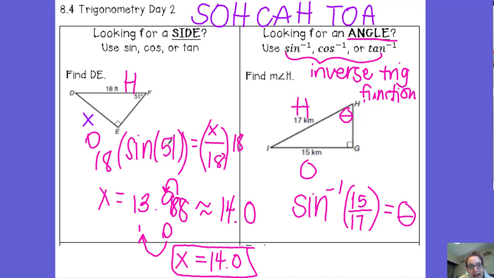So we'll think back to the original. What I know, the angle, got plugged into the parentheses. And what I didn't know was what it was equal to on the right side of the equation. So here, this is the opposite. What I know is getting plugged into the parentheses. I know the ratio. And what I don't know is the angle.